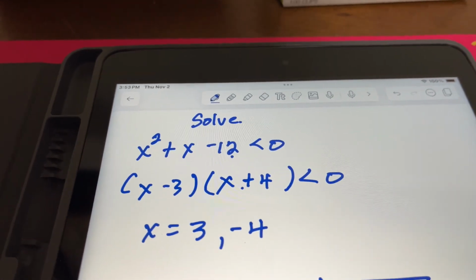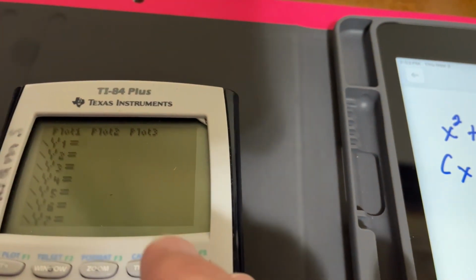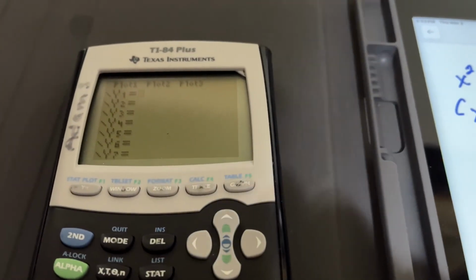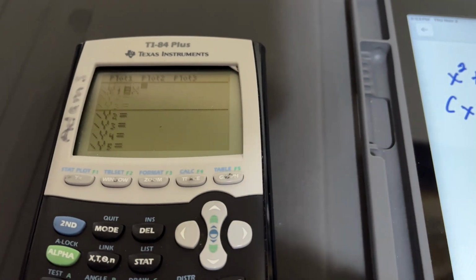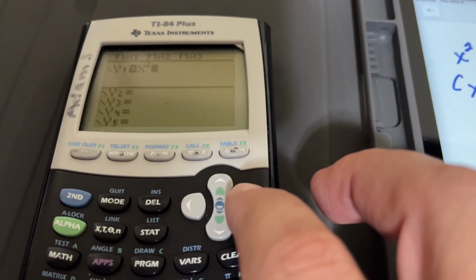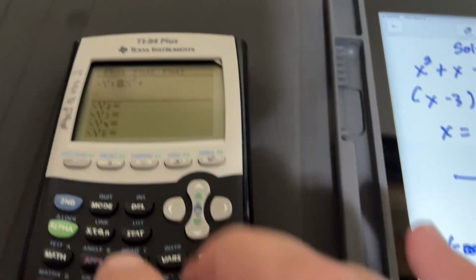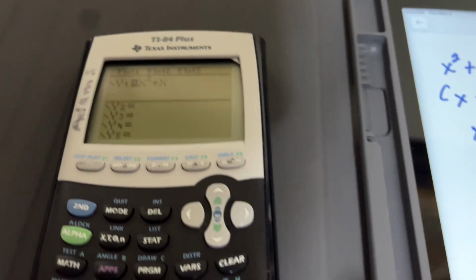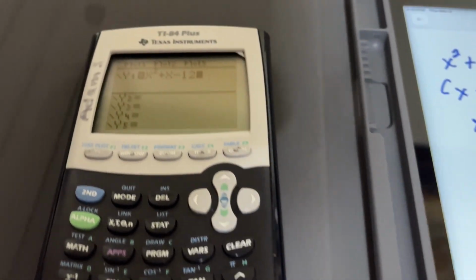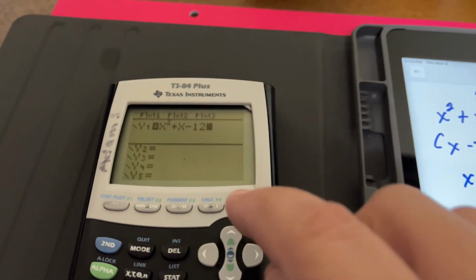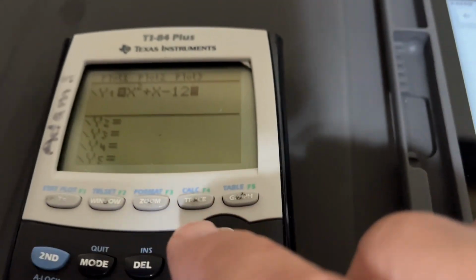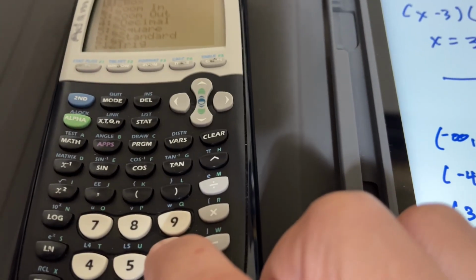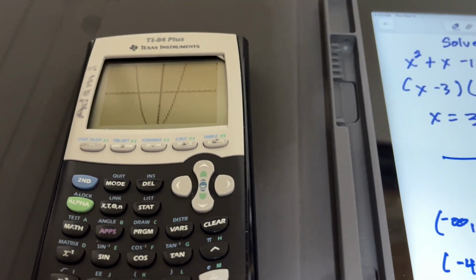So I'm going to type in that equation, x squared. So here I am, I'm typing. I hit y equals, and I'm going to hit x raised to the second power, and then it's plus x, so plus x, and then minus 12. So I typed that in. All right, I typed that in. I hit zoom. This is zoom. I hit zoom 6. Zoom 6 because that'll graph it on the normal view screen.